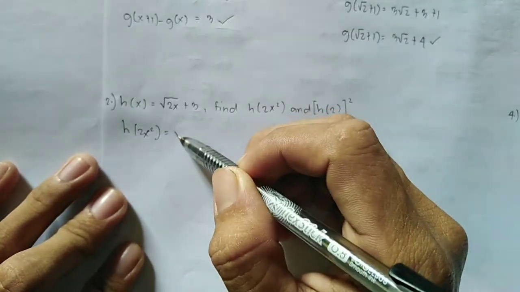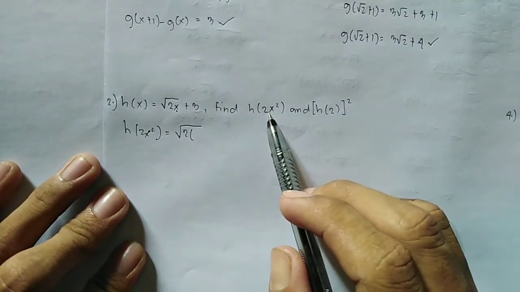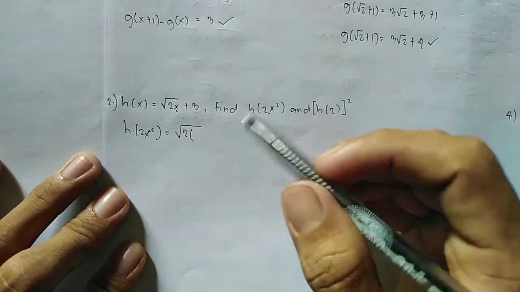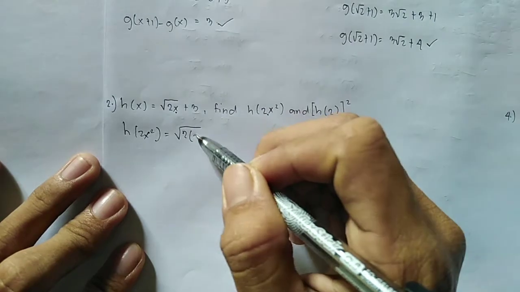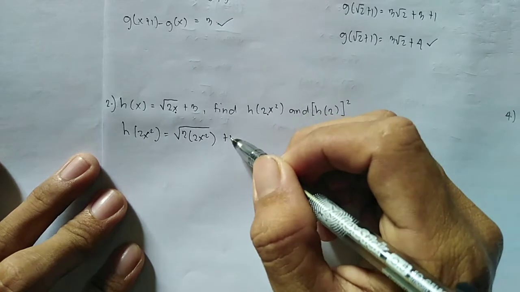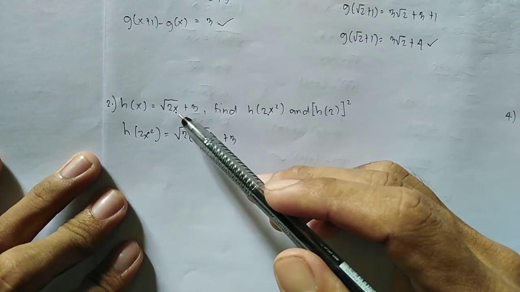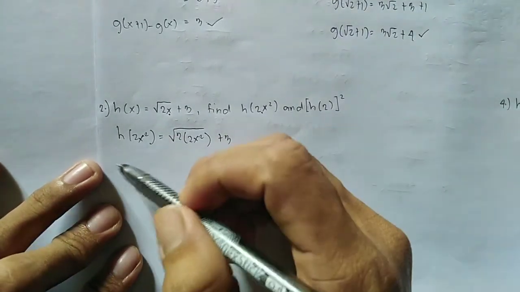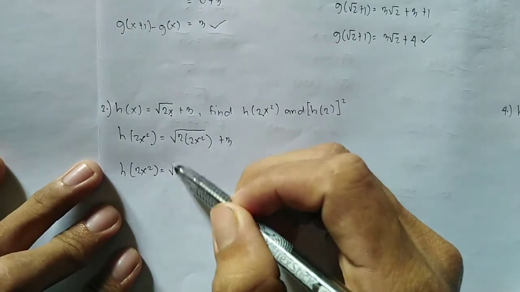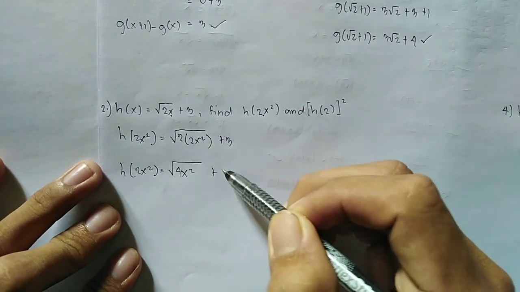is equal to the square root of 2 times, our x will be replaced with 2x squared, since this is the given indicated value that we're going to evaluate. So we have to replace x with this one. So x becomes 2x squared, then plus 3. As you can observe, 3 is not part of the square root sign, or not part of the radical sign. So let us simplify further. h of 2x squared is equal to the square root of 2 times 2x squared, that is 4x squared, plus 3.